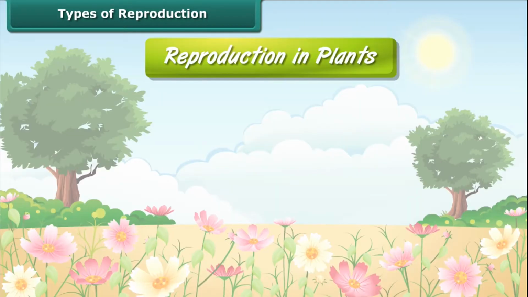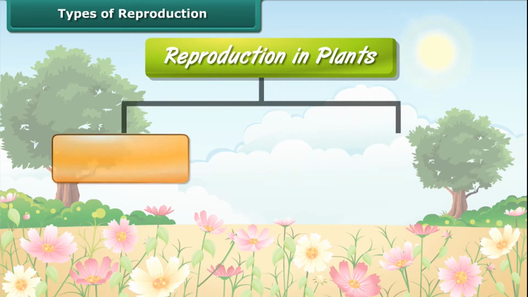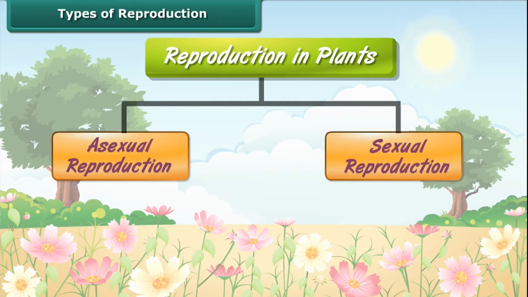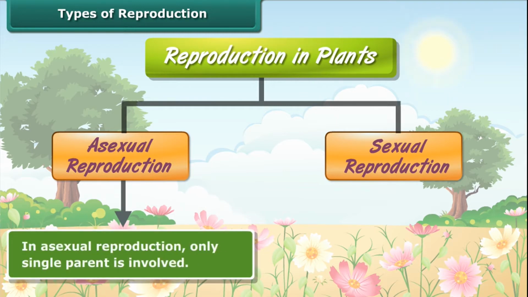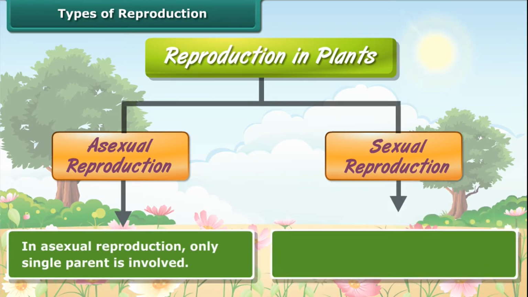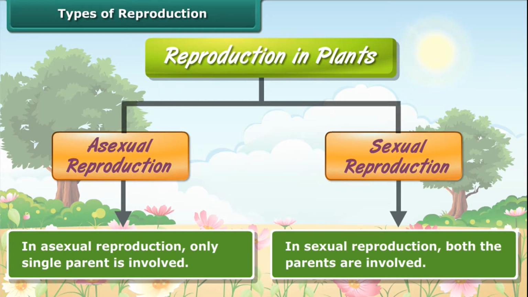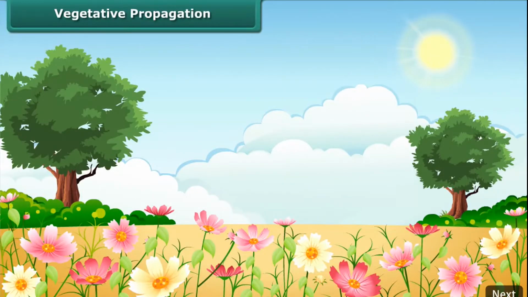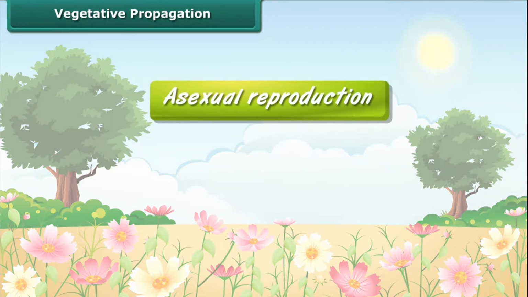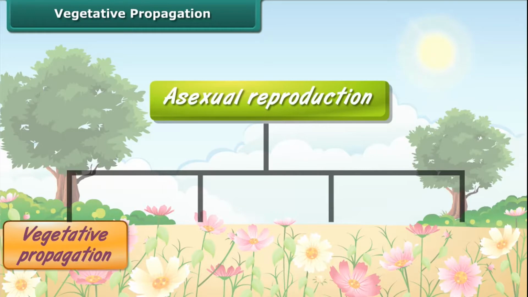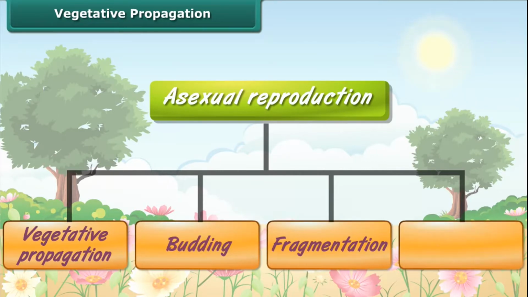Types of reproduction. Reproduction can be achieved through two ways, namely asexual reproduction and sexual reproduction. In asexual reproduction, only a single parent is involved, whereas in sexual reproduction, both the parents are involved. Let's study about them in detail. Vegetative propagation. Different methods of asexual reproduction are vegetative propagation, budding, fragmentation, and spore formation. Let's discuss about them in detail one by one.